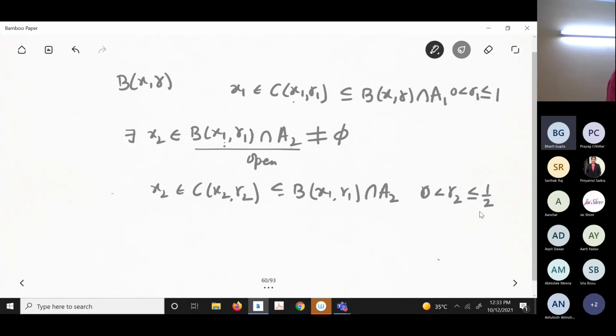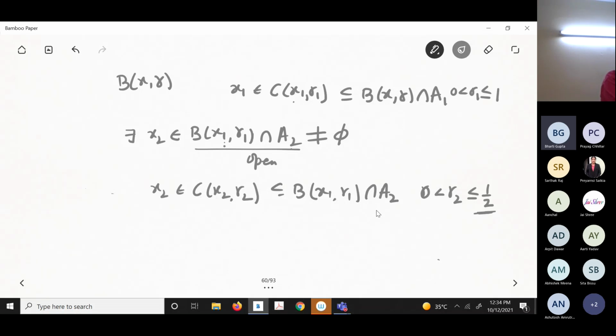Look, if you already have some idea about metric space, you know why I am doing this, because I will be getting a sequence with radii 1 by n, so it converges. This way I am getting a sequence X2, okay? So I can go to the second step. Now I need to complete the process inductively.